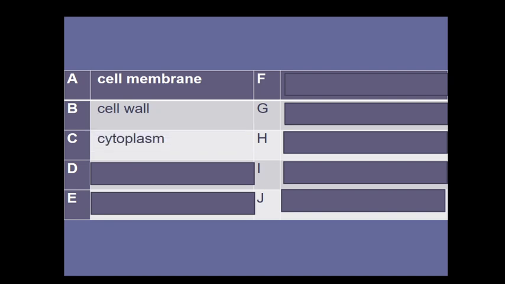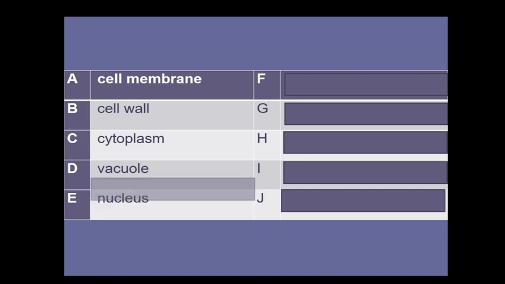Right, D. D is found in plant and animal cells, but there's a huge difference. D is really large in the plant cell and really small in the animal cell. In fact, sometimes you don't find it in an animal cell at all. It stores water. What could that be? It's the vacuole. Right, E. E is like the brain of the cell. It controls all the functions. E is found in the plant cell and the animal cell. So that means it's the nucleus.